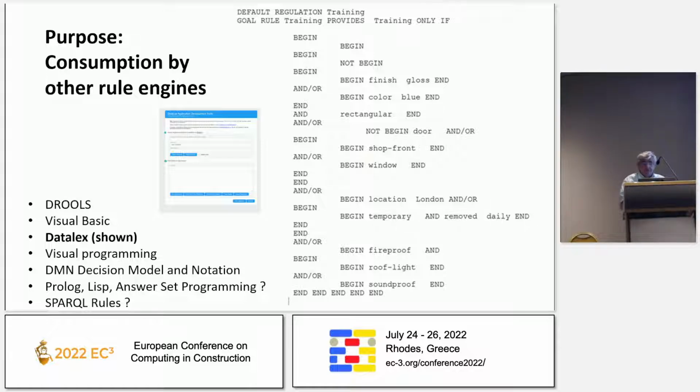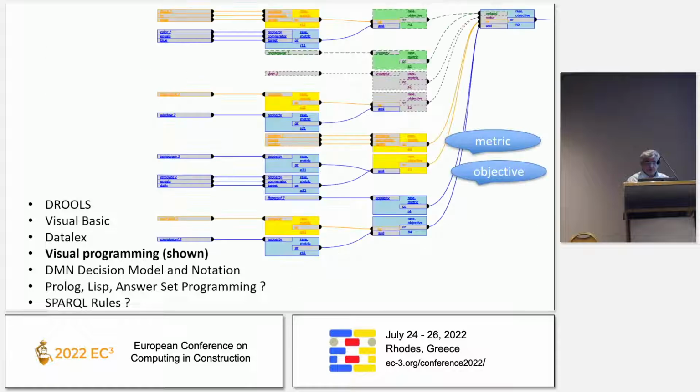Of course, you can use ordinary, I've said Visual Basic, but any programming language we can generate. You can use DMN, decision model notation. You can generate Prolog or Lisp or answer set programming, I think. And maybe we can generate SPARQL rules, SPIN rules. But the other example I'll show you is visual programming.